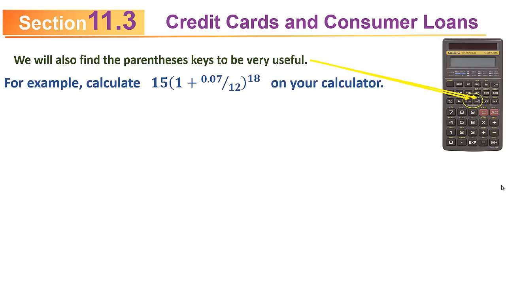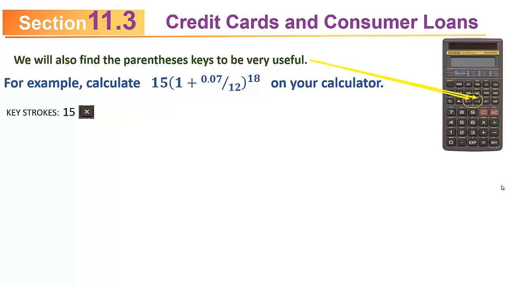For example, if I ask you to calculate this quantity as 15 times the quantity 1 plus 0.07 divided by 12, all that raised to the 18th power, on your calculator, here's what you do. Your keystrokes are these. You start off, type in the 15. Now when you put 15 next to a parenthesis, it's what I call an implied multiplication. So you have to press the multiplication key on your calculator even though you don't actually see a multiplication symbol up there. That's what I call an implied multiplication, so don't forget that.